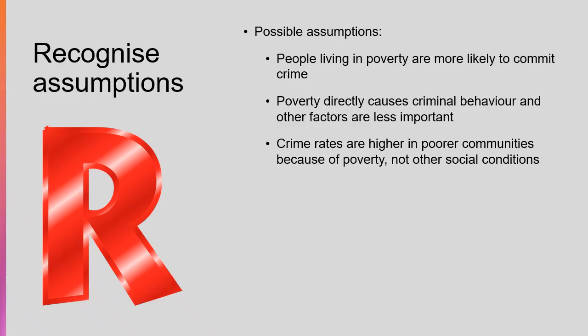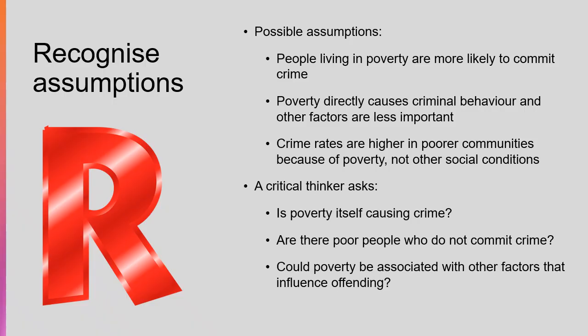And a further assumption may be that crime rates are higher in poorer communities because of poverty rather than other social conditions. A critical thinker may ask whether poverty itself causes crime, whether there are poor people who do not commit crime, or whether poverty could be associated with other factors that influence offending.